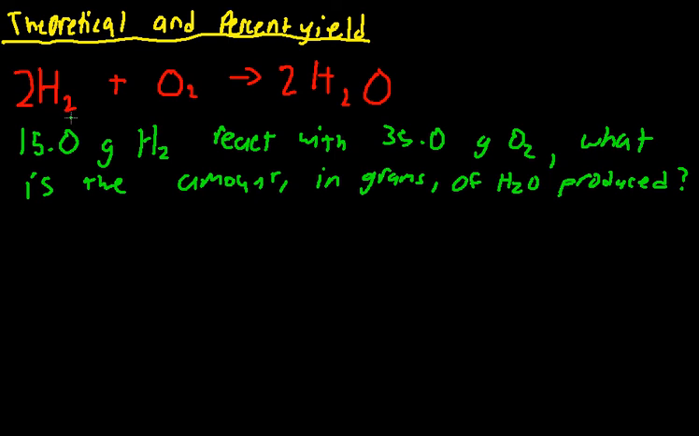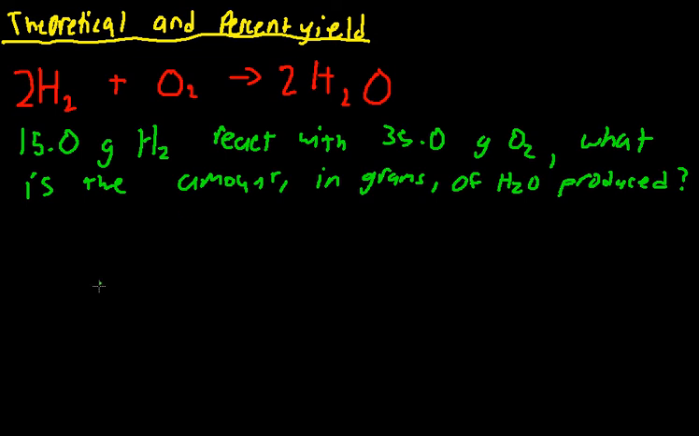So I have this problem here. For this problem, we're going to be using this balanced chemical equation over here. 2 moles of hydrogen react with 1 mole of oxygen to produce 2 moles of water. You can also read this as 2 molecules of hydrogen react with 1 molecule of oxygen to produce 2 molecules of water. So then I have this question: if 15 grams of hydrogen react with 35 grams of oxygen, what is the amount in grams of water produced?